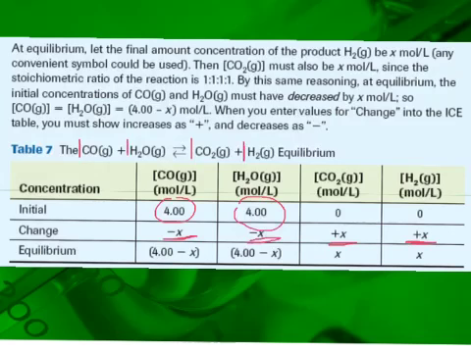And now we do our math. So then the equilibrium concentration for carbon monoxide is 4 minus x, same for water, and x for carbon dioxide and hydrogen gas.